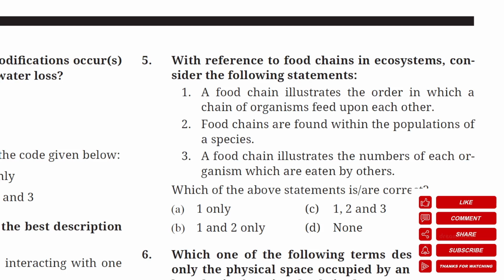Third, a food chain illustrates the numbers of each organism which are eaten by. No, the number of organisms is not shown. Basically, that could be shown in different pyramids, but not in the food chain. So only one is correct.